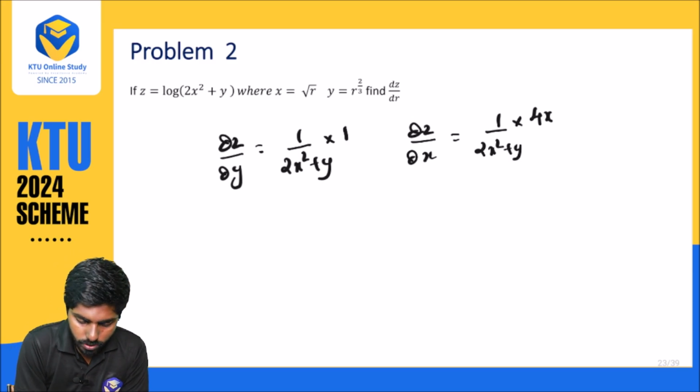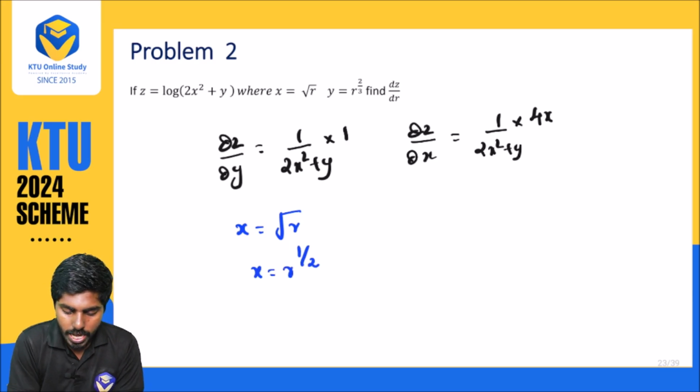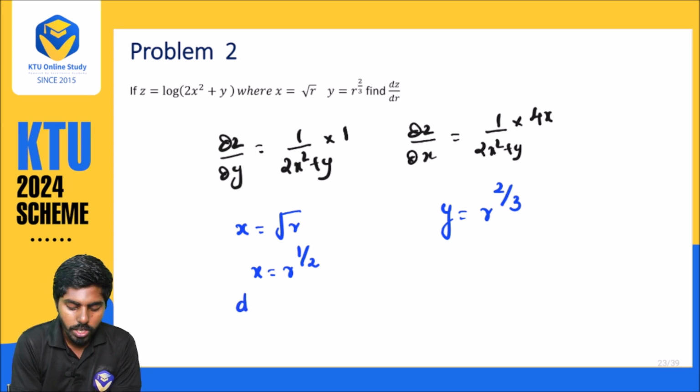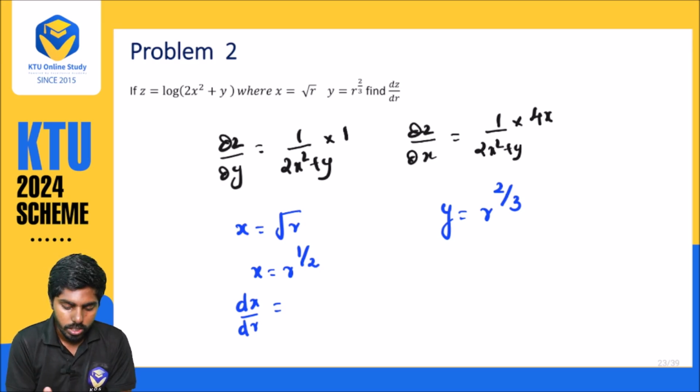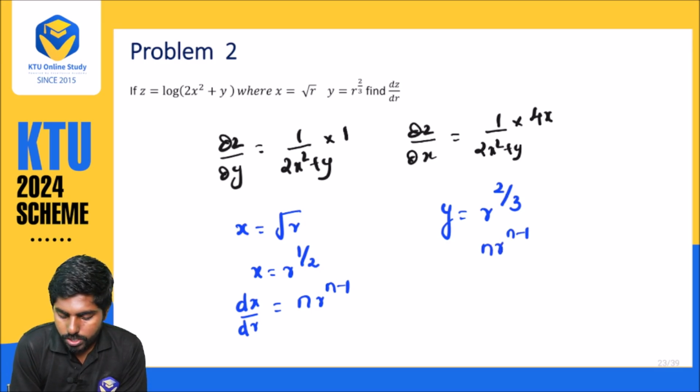Now x is equal to what they have given? Root r. So we can write x is equal to r power 1 by 2. And similarly y is equal to r power 2 by 3 they have given. According to the formula, we want to identify dx by dr, that is differentiation with respect to r. For r power n, the derivative is n into r power n minus 1. Here n equals 1 by 2, and here n equals 2 by 3.